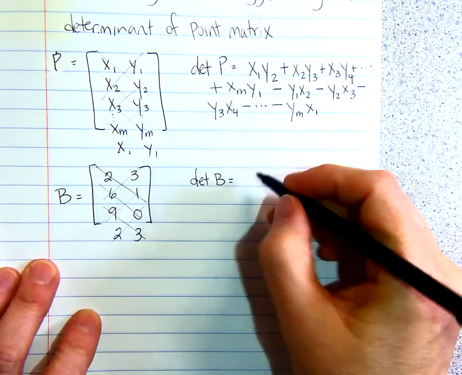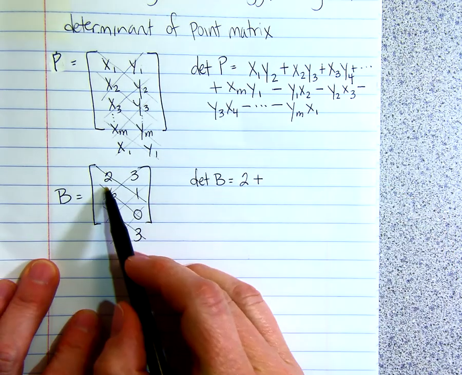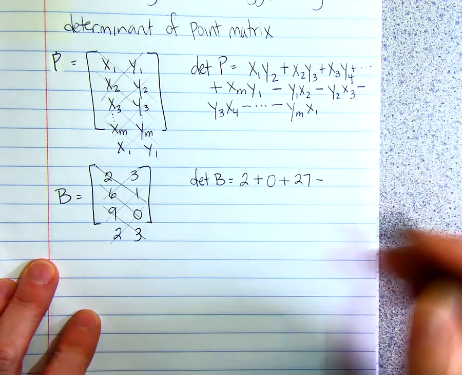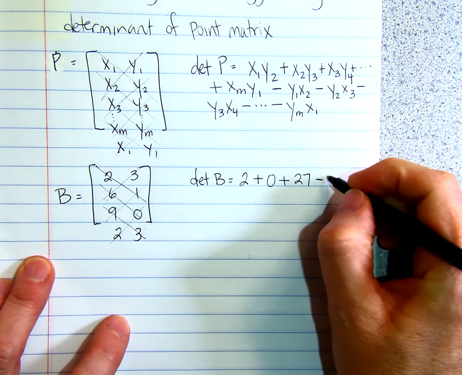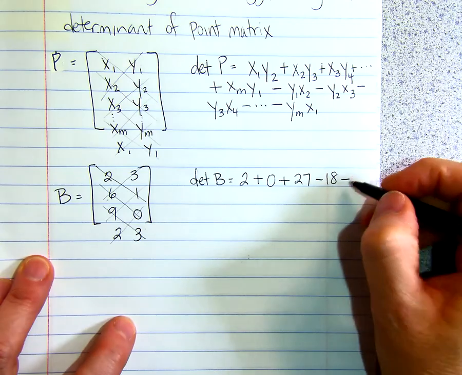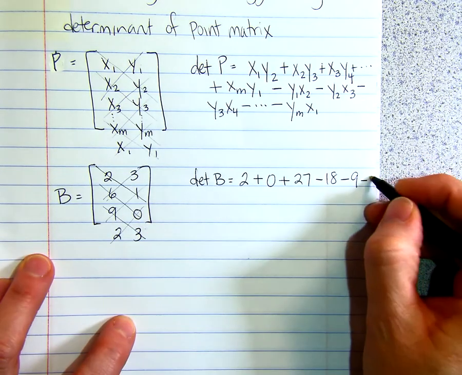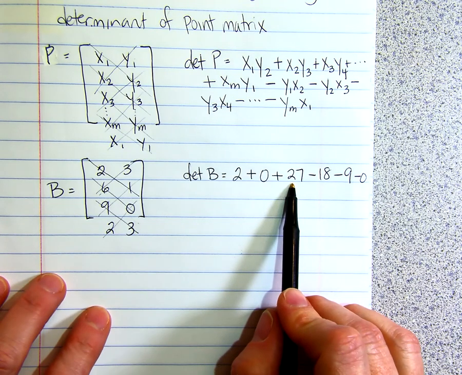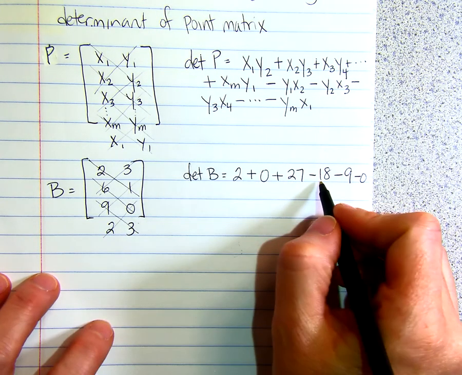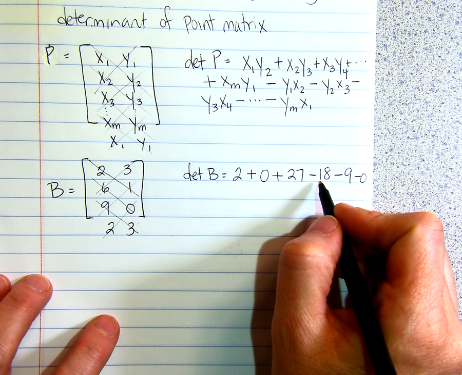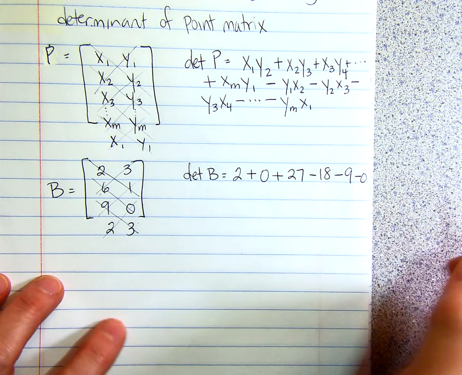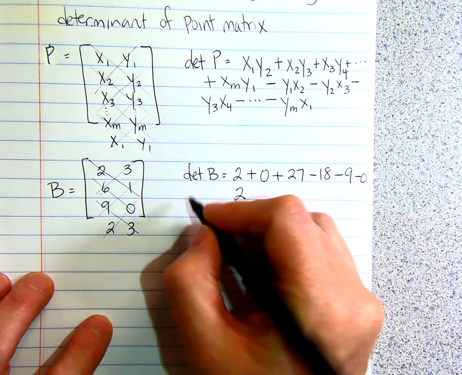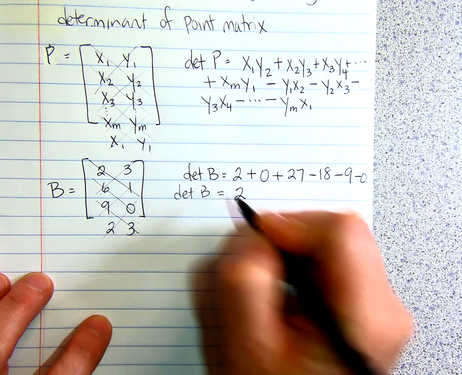So we have 2 times 1 plus 6 times 0 plus 9 times 3. Then we're gonna subtract off 3 times 6 and 1 times 9 and 0 times 2. So 2 plus 27 is 29 minus 18, 11, minus 9 is 2. So the determinant of B is equal to 2.